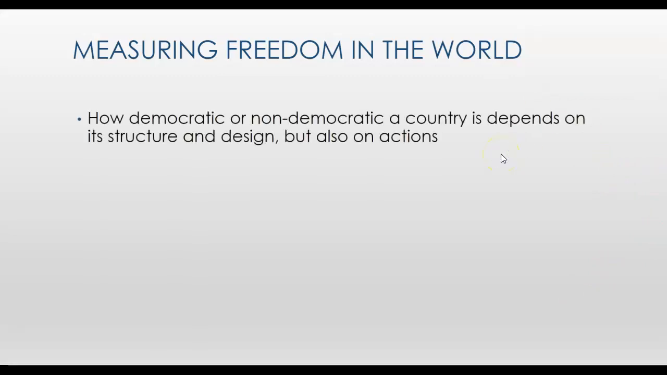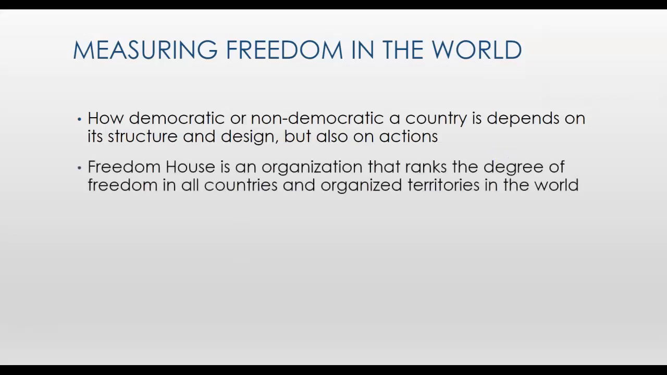Now, there are ways to measure freedom around the world and to measure how free countries are. That's basically answering the question of how democratic or non-democratic a country is. And we have a mini lecture specifically about democracy, so we'll talk about those things in more detail. But that will depend on the structure and the design, which usually come from the Constitution, but also on how those things are implemented and practiced.